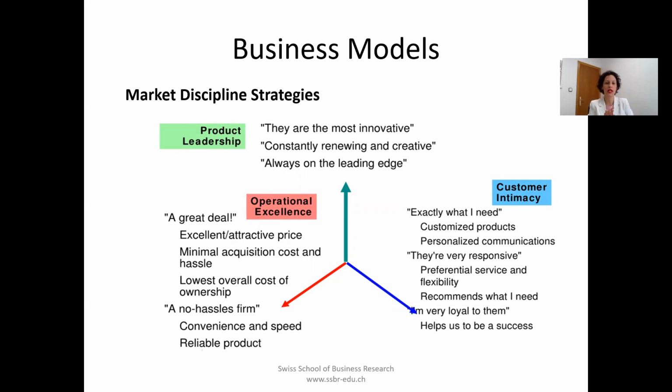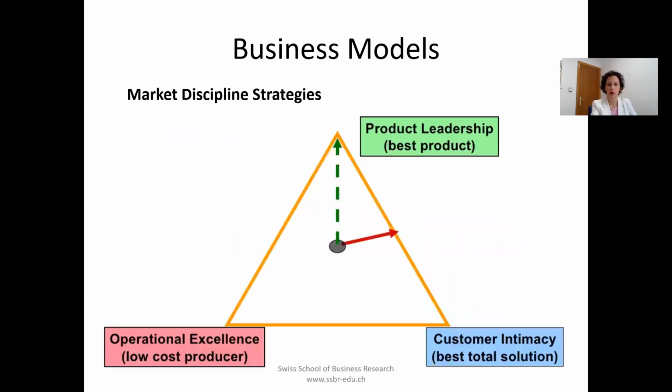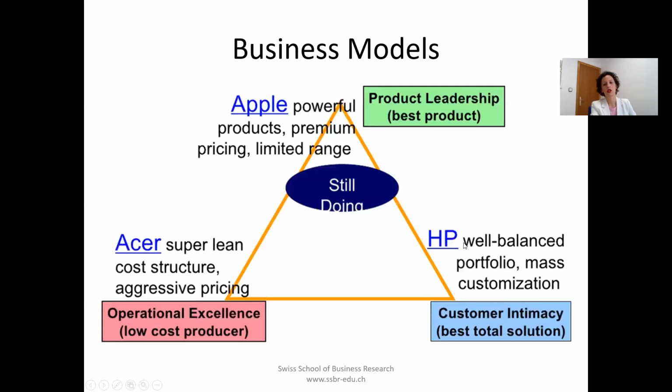So these are the 3 different types of market disciplines. Here we can see, like I said, product leadership is the best product. Customer intimacy is the best total solution. Operational excellence is the low-cost producer. Now, most products will fall in between, on the pyramid. Like I said, Apple is product leadership. They have very well-known products, very high premium prices, and a limited range of products.